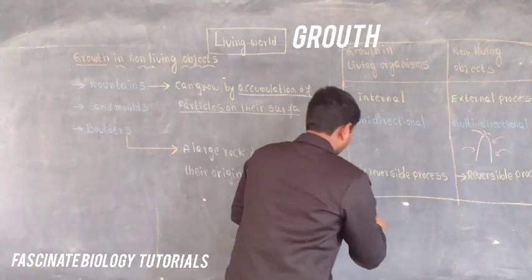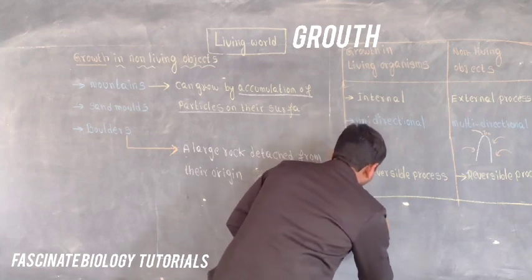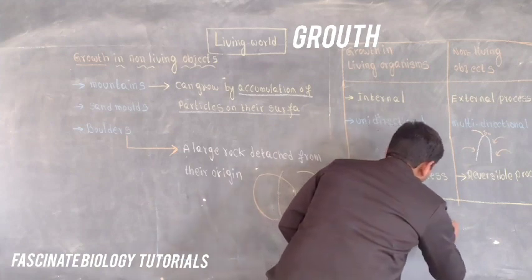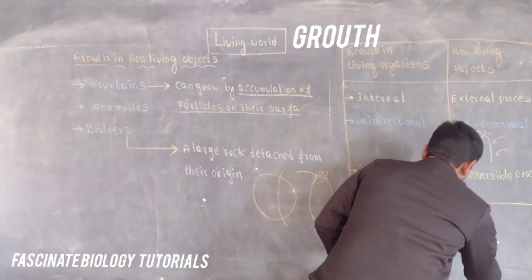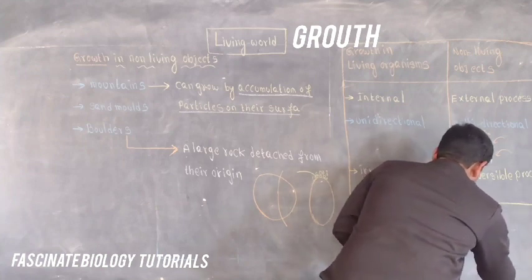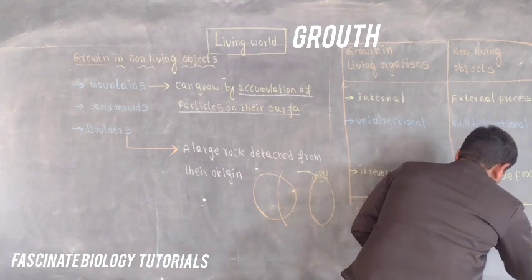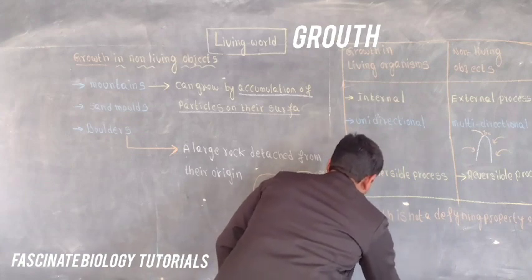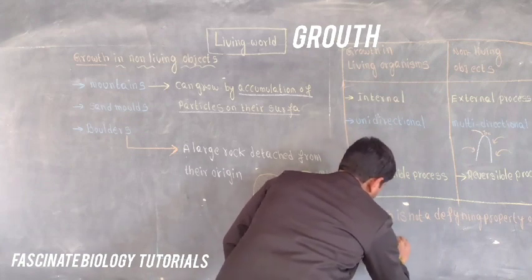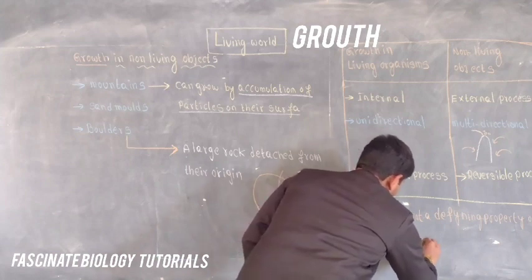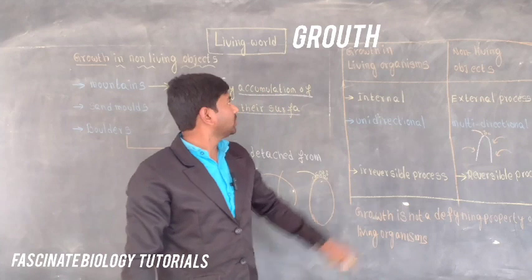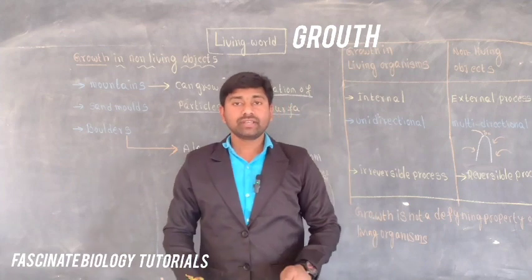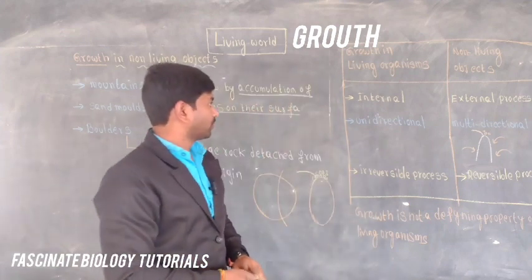Write down please. By this way, growth is not a defining property of living organisms, because growth is also observed in living organisms and non-living objects. Hence, growth is not considered as a property of living organisms, not a defining property.